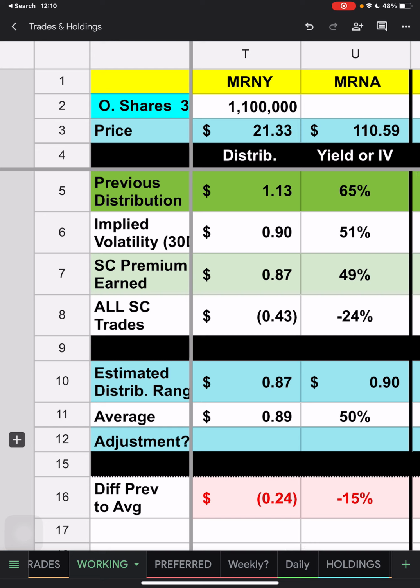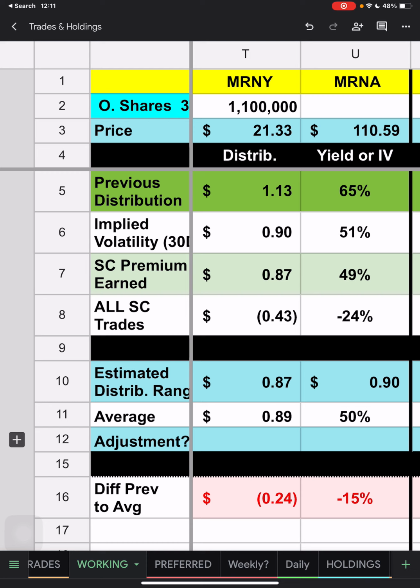All right, so for Murney, the last distribution was $1.13. Our implied volatility currently, based off of that, is 90 cents. And the premium earned so far is 87. So that's pretty close to that. And then, of course, our overall short call trades is 43 cents.